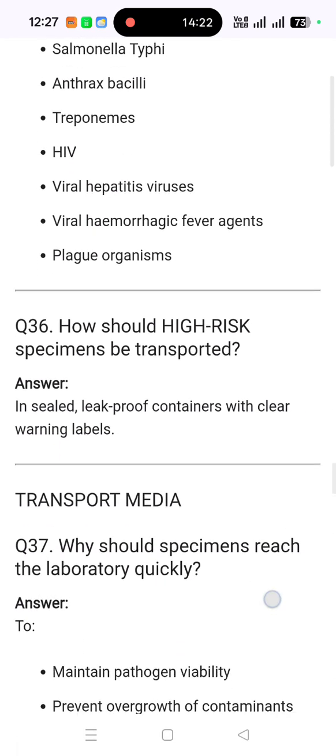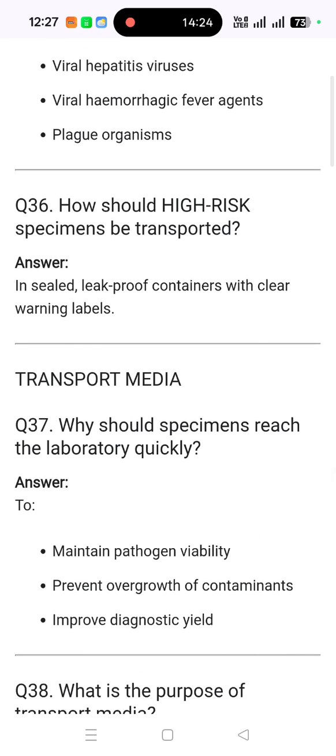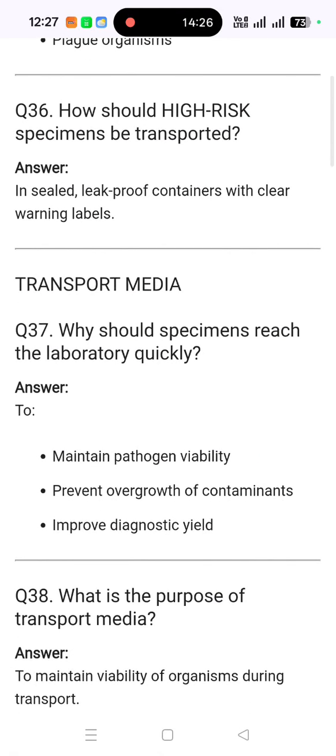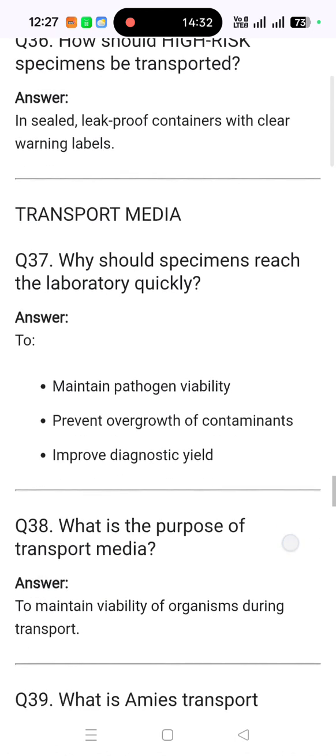How should a high risk specimen be transported? In a sealed leak proof container with a clear warning label. The warning label should be there, and it should be a leak proof container.